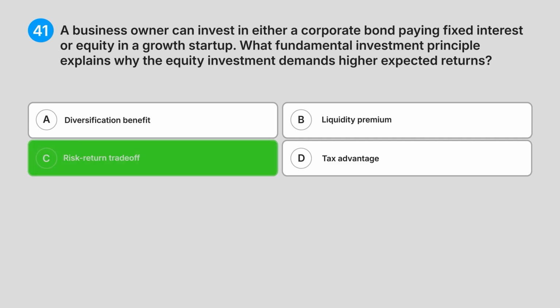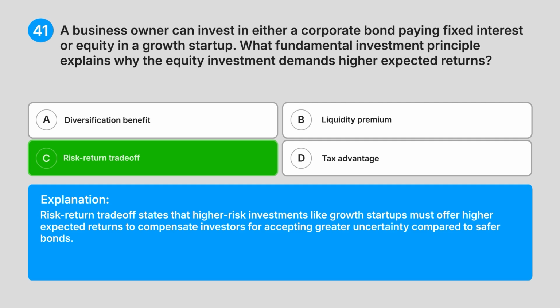Correct answer, C. Risk-return trade-off. Explanation: option C is correct because risk-return trade-off states that higher-risk investments like growth startups must offer higher expected returns to compensate investors for accepting greater uncertainty compared to safer bonds.